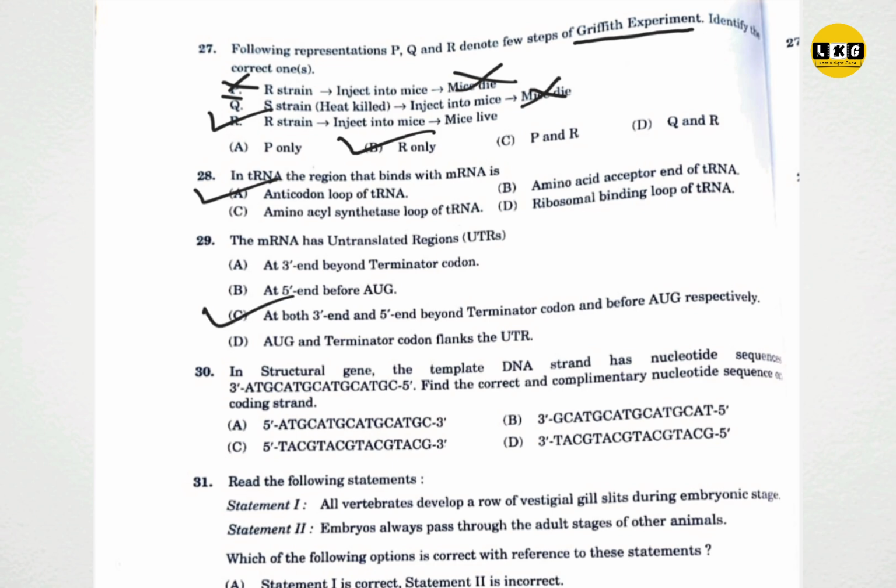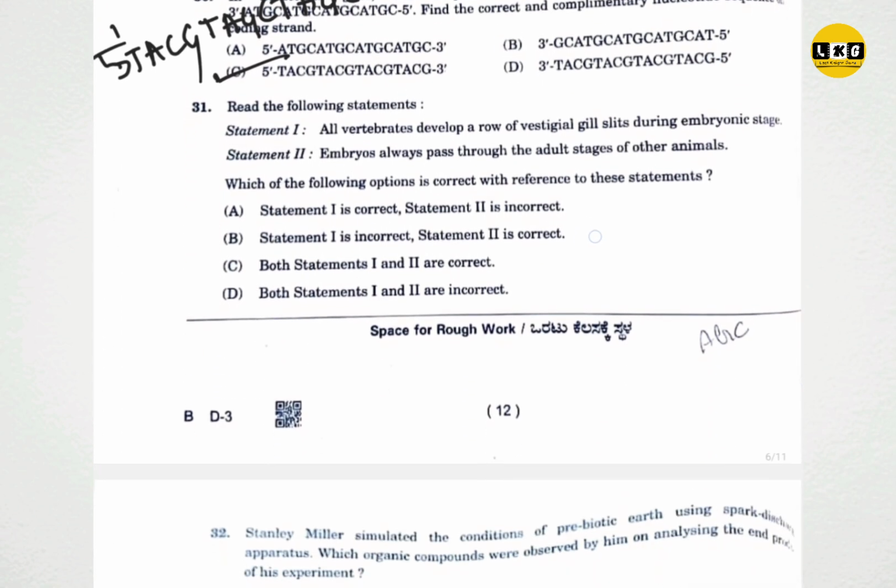Next, a structural gene has been given, so you have to identify the complementary strand. Let's see. See, 3' is there. First which comes? 5'. 5' A T G C, right? Next, T A G C, T A G C, right? And T A G C 3'. So which is the correct option here? Option C. Next, 31st. Read the following statements.